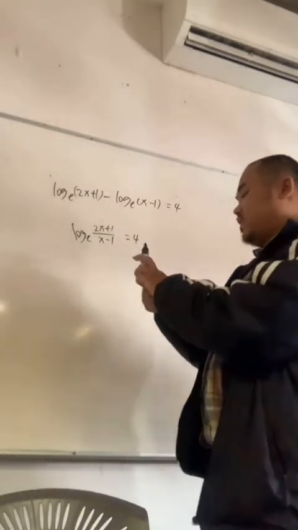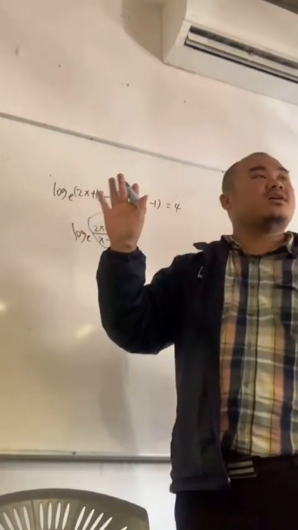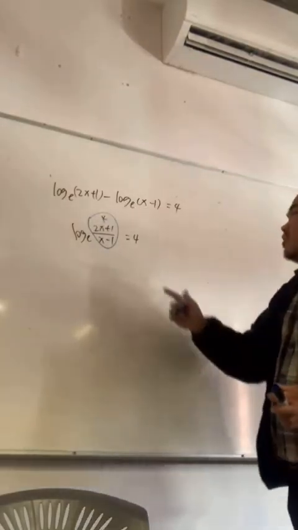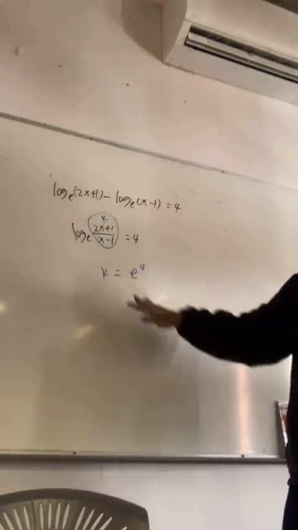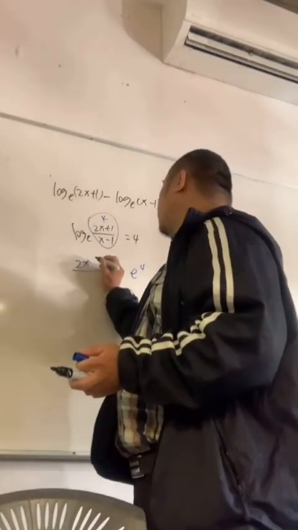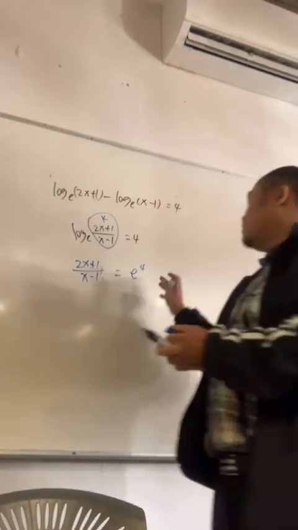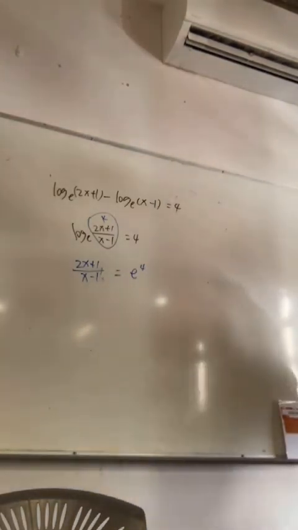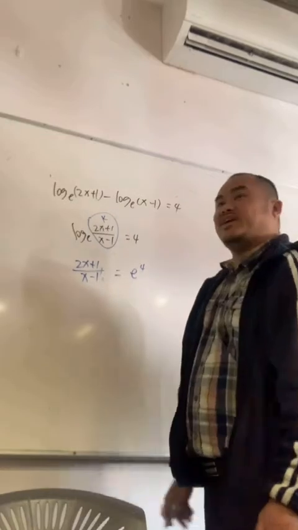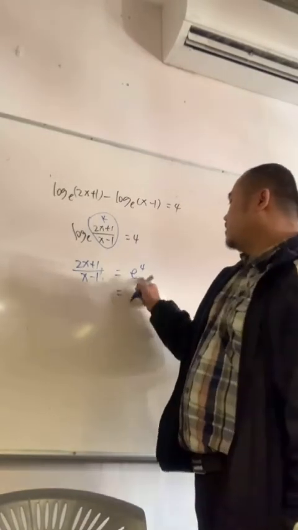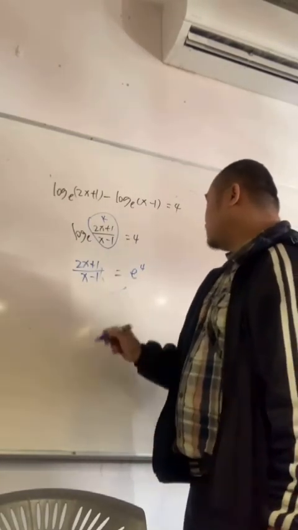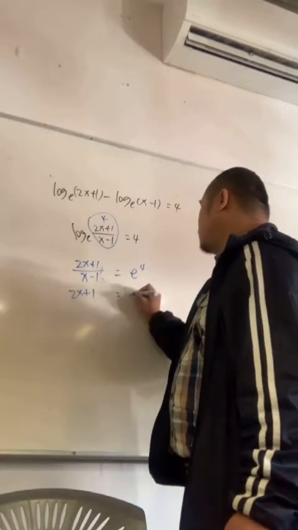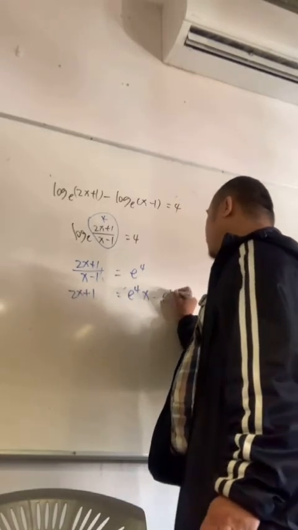If we think of this guy as one thing, let's say it's k again. Then what is k equal to? k equals e to the power 4. Does that make sense? Which means this one equals e to the power 4. And then how do we solve for x? It looks difficult, right? But we can make it without the fraction. So that would be 2x plus 1 equals e^4 x minus e^4.